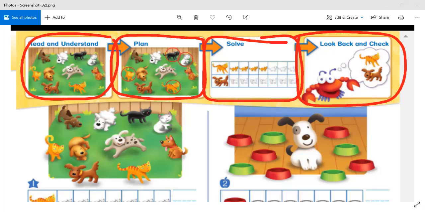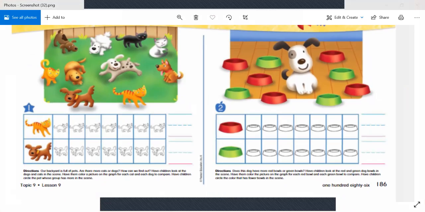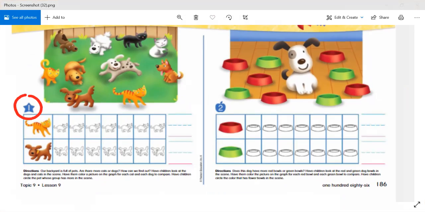All right, let's look at our first problem down here. Let's look at number 1. Let's read the instruction first. It says, our backyard is full of pets. Are there more cats or dogs? How can we find out? Have the children look at the dogs and cats in the scene and have them color a picture on the graph for each cat and each dog so we can compare. Have the children circle the pet whose group has more in the scene.